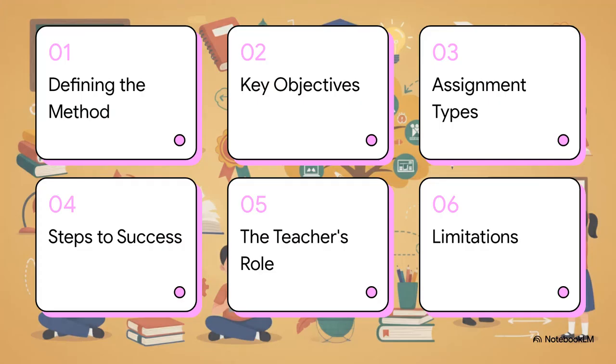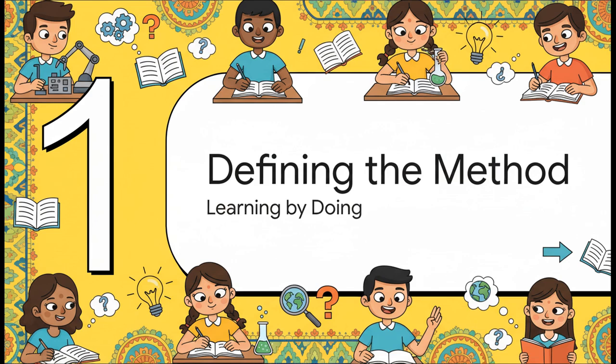Here's our agenda for today. We've got 6 parts: defining the method, key objectives and advantages, 5 types of assignments, 6 steps to success, the teacher's role, and finally, limitations. Let's get into it. Section 1.